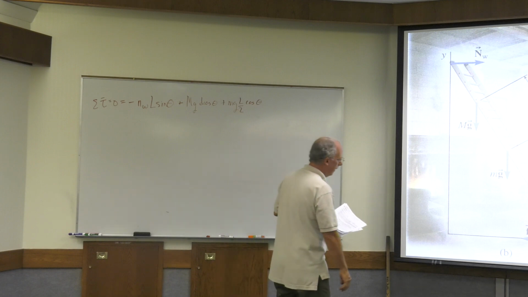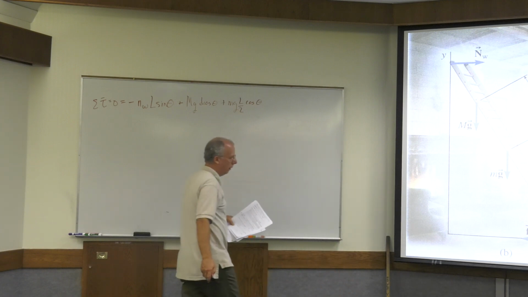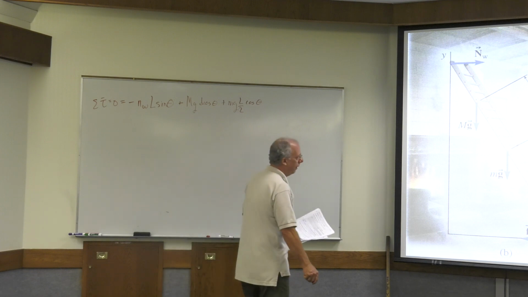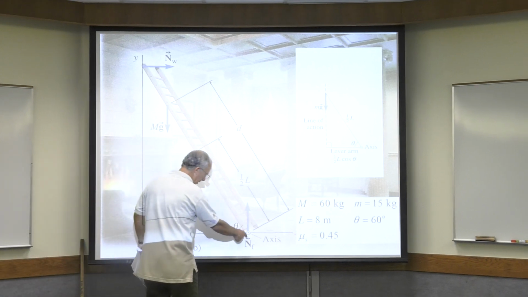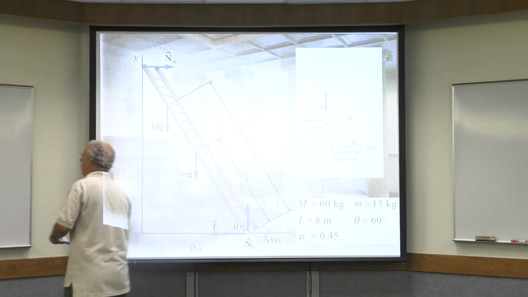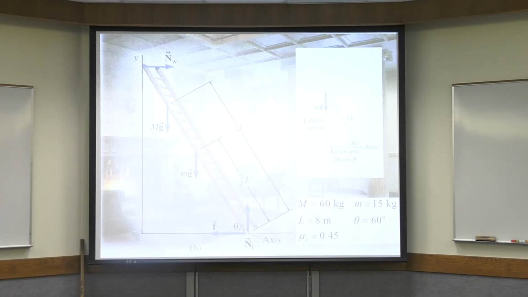And that's it. Since this is the axis, this has no lever arm, this has no lever arm, so we're done. Woohoo! Now, what's the problem? I know L, I know the angle, I know the masses. I'm trying to find D, but what don't I know? I don't know N_W. Rats. So this is one of these problems where you've got to do more than just the torque.